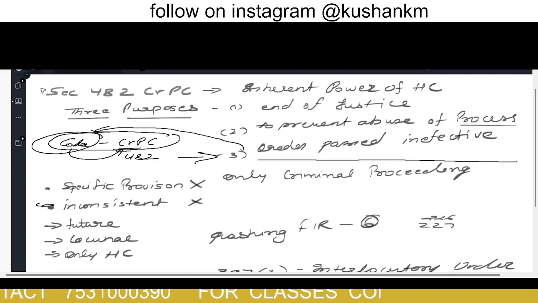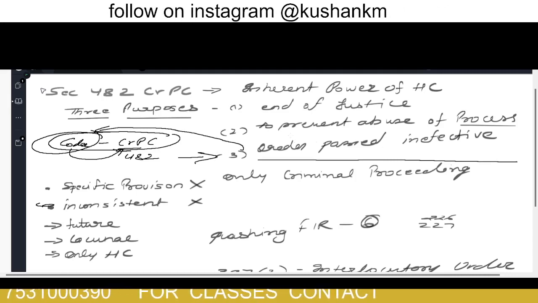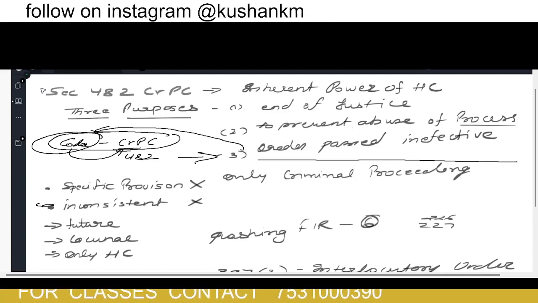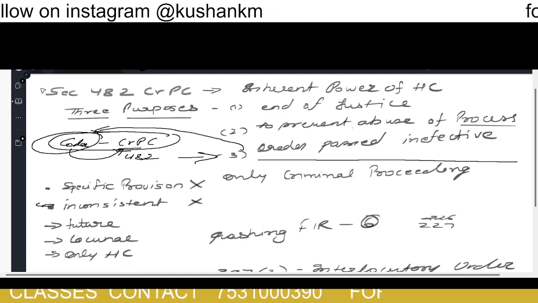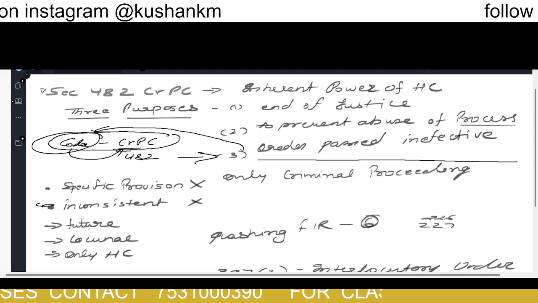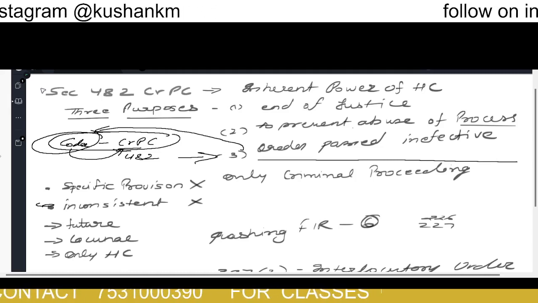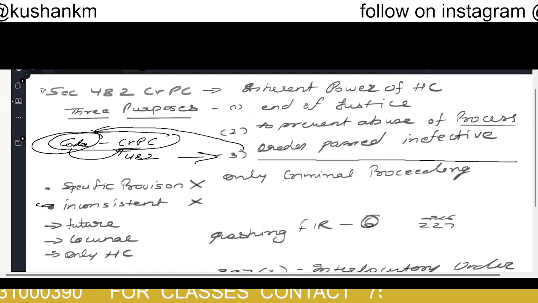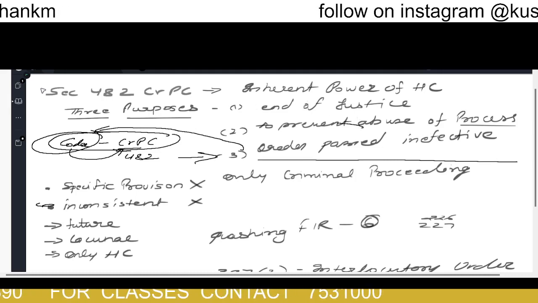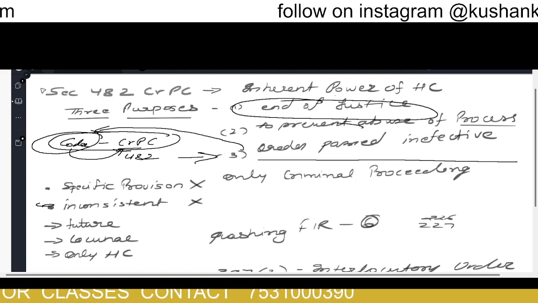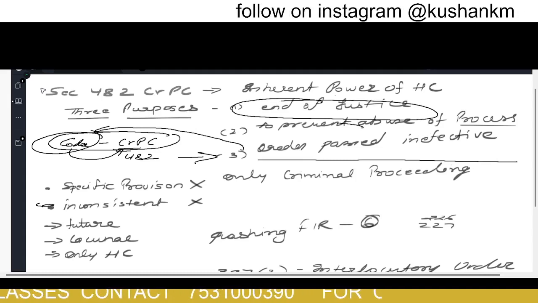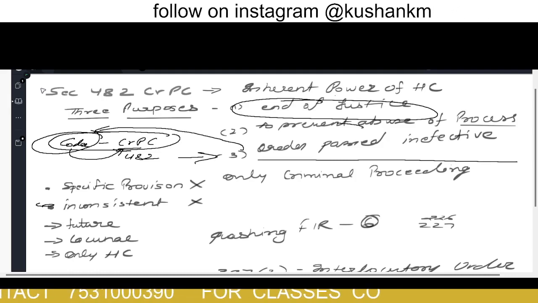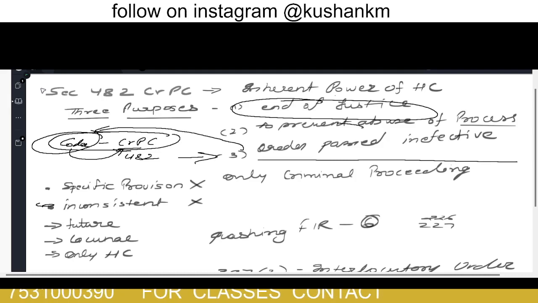Then the second thing is to prevent abuse of process of any court. So if in any way the court is abusing its power, in that situation we can approach High Court and ask the High Court to prevent the lower court from misusing its power. Then the third thing is to secure the ends of justice. This is the most important thing, because through this the ambit of section 482 has been made endless. For anything where the court deems fit that justice is not being done, High Court can interfere in that scenario by using section 482 of CrPC.